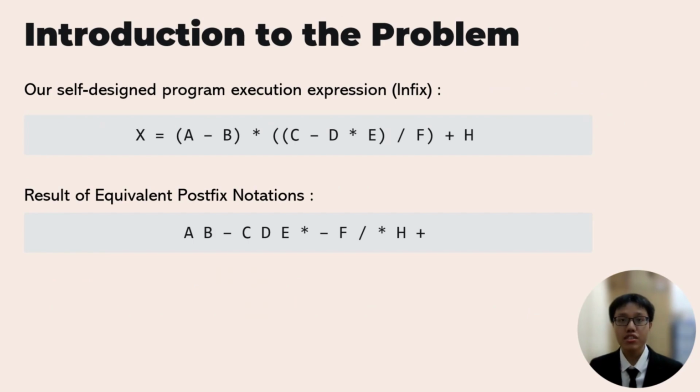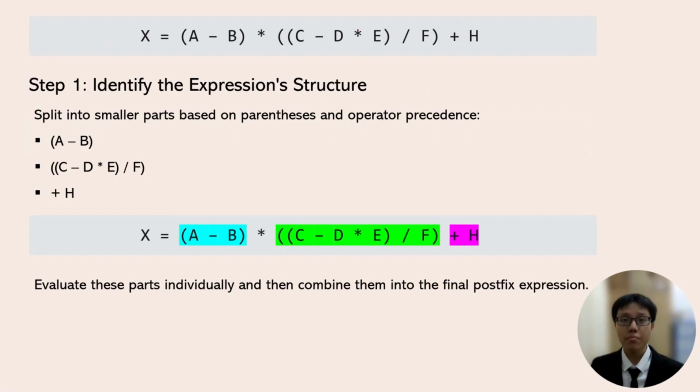After understanding the basic rules and methods, let's now return to our self-designed program execution expression. Next, we will convert it into its equivalent postfix expression. The result we aim to get is A B minus C D E multiplied minus F divide multiplied H plus. Let's break this down step by step using the rules we just learned. The given expression can be split into smaller parts based on parentheses and operator precedence. We will evaluate each part individually and then combine them into the final postfix expression.